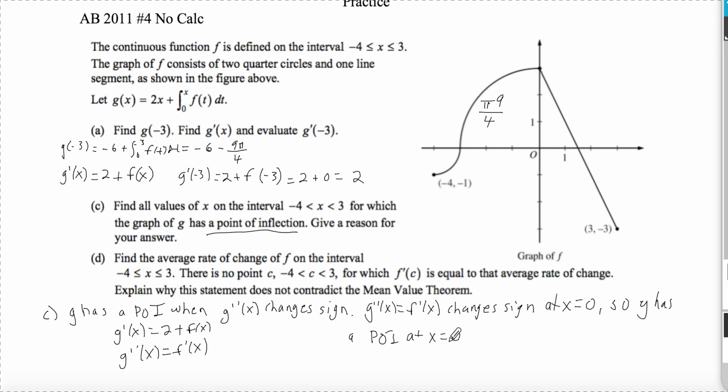All right, and let's look at part D. So that's only 1 point. You have to get your explanation here right with your answer.